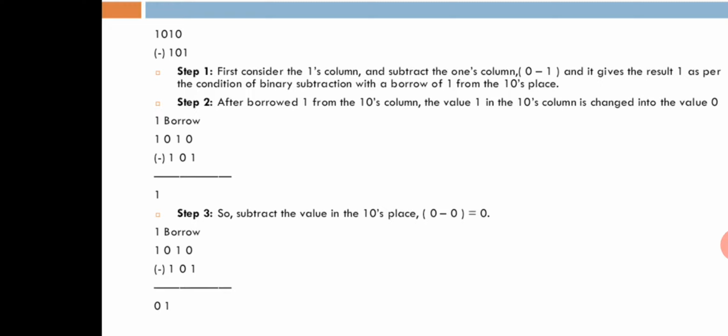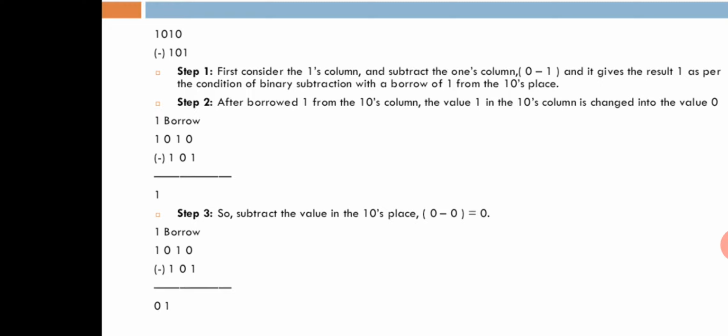First consider the ones column and subtract the ones column, 0 minus 1, and it gives the result 1 as per the condition of binary subtraction with a borrow of 1 from the 10s place. It is not tens place, it is the 2s place. Okay. Step 2, after borrowing one from the 2s column, the value 1 in the 2s column is changed into 0. Now how exactly we are going to do, we will see.